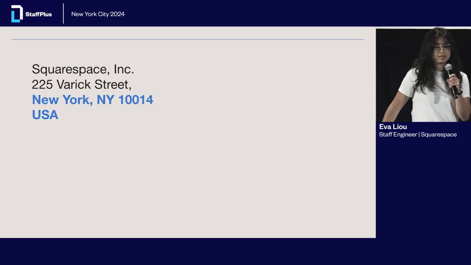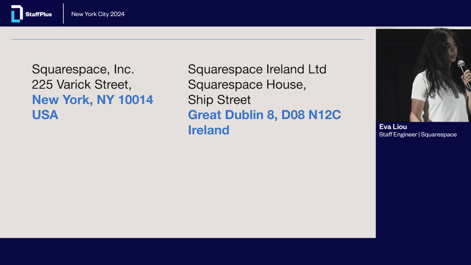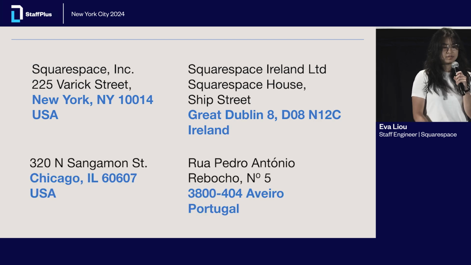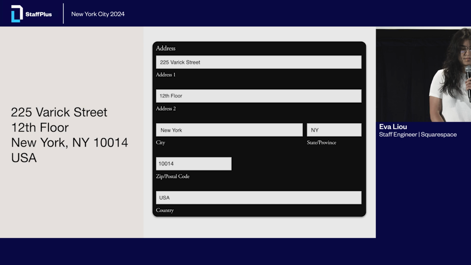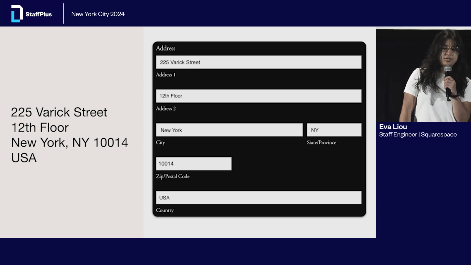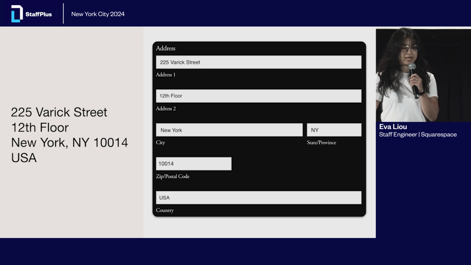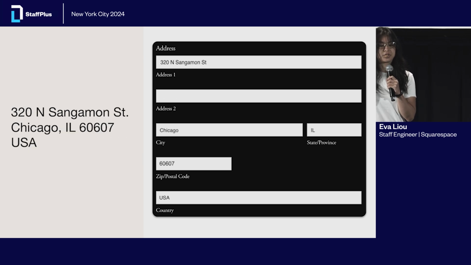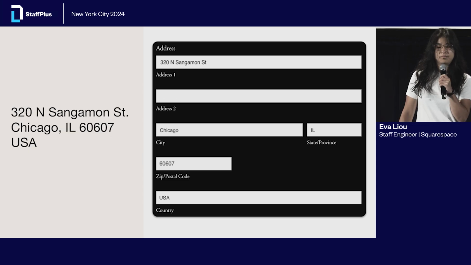One in New York, one in Ireland, one in Chicago, and one in Portugal. If you're at the New York office, you could navigate to the order form, put the office address in the form, hit submit, and get your swag. Same deal if you're in Chicago. This form works just as well with the Chicago address as the New York address.